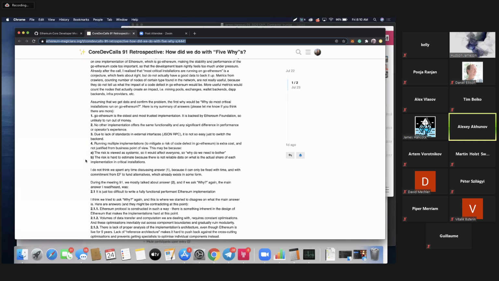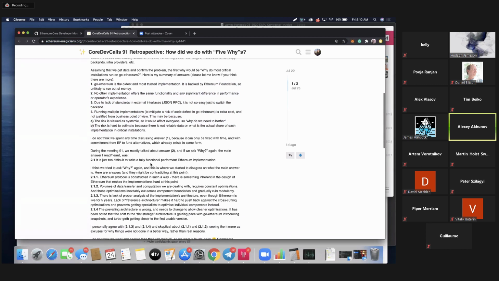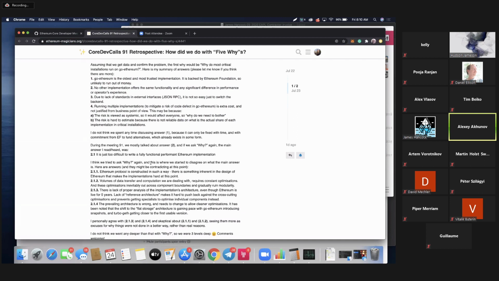The reason for that is that we don't even know how to quantify this kind of risk. It comes back to the point that we don't actually have data about how many critical installations are running on Go Ethereum. And secondly, there's this view of systemic risk: if something happens, it's going to happen to everyone, so why do I need to bother about this? I'm not going to read through this whole thing because we can come back to it, but there are a couple of things we could do already.